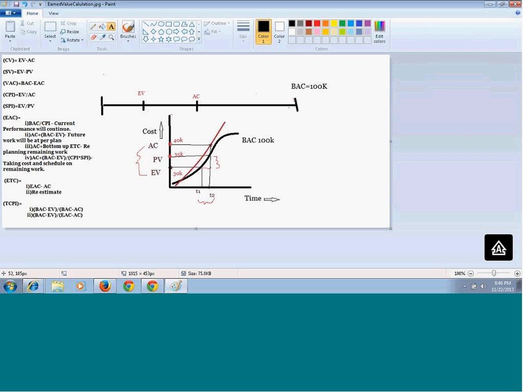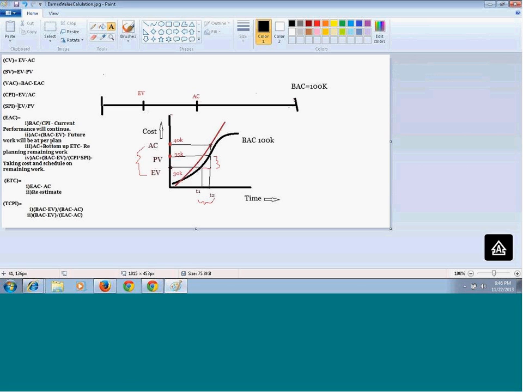One of the important things you need to remember: if you're trying to remember the formulas, always remember one thing, the earned value will come as the first value in your calculation. If you see the cost variance, you will find earned value minus actual cost. It's not the other way. It is not actual cost minus earned value. Then schedule variance, earned value minus planned value. And one thing to remember is whenever you are calculating cost, your actual cost will come at the end. Whenever you are calculating schedule, your planned value will come at the end.